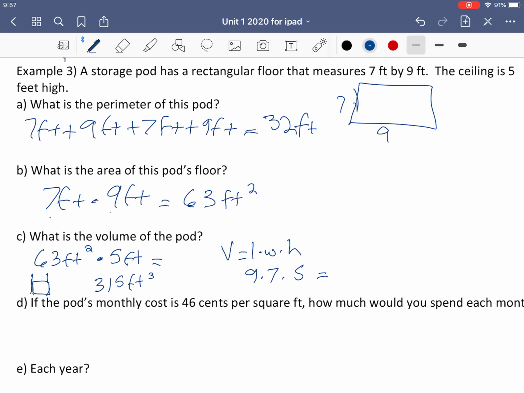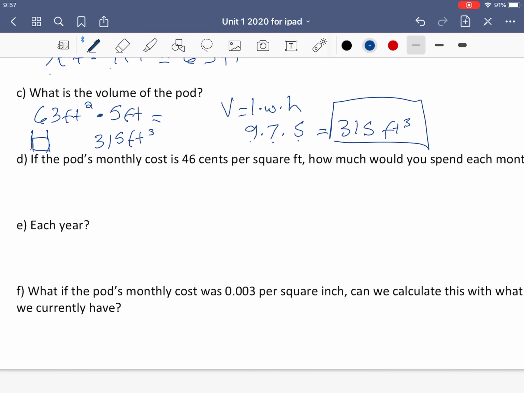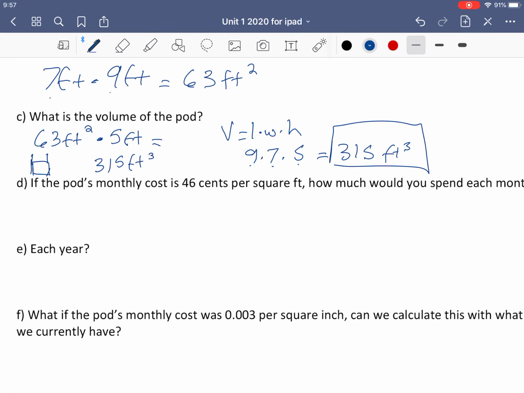I didn't write my units, but I am thinking about them in my head, because in a minute I'm going to have to recognize that this is feet times feet times feet, so I get feet cubed. We talked about it, but an answer isn't really an answer without units. It's just a number.